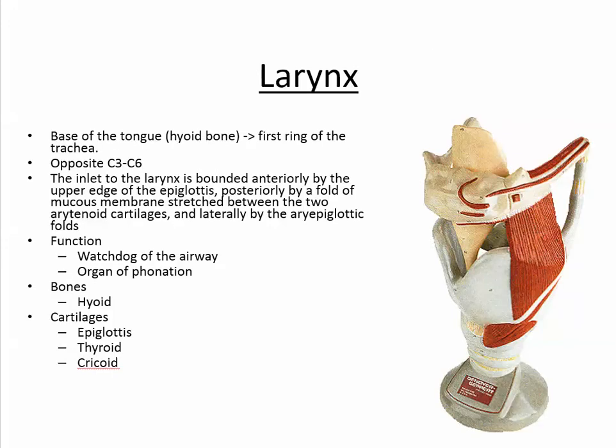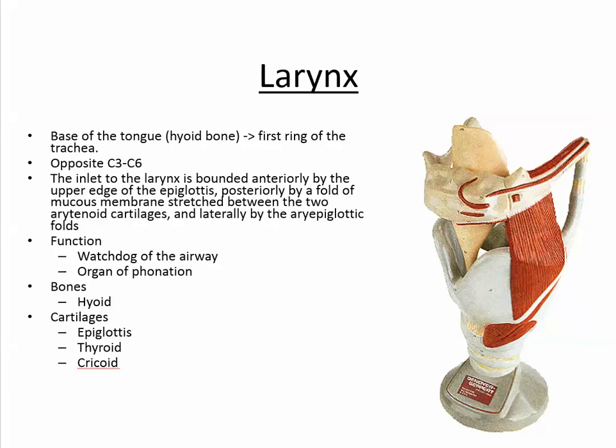The larynx lies in the adult neck opposite the 3rd through 6th cervical vertebrae, extends from the base of the tongue at the hyoid bone to the first ring of the trachea. The inlet to the larynx is bounded anteriorly by the upper edge of the epiglottis, posteriorly by a fold of the mucous membrane stretched between the two arytenoid cartilages, and laterally by the epiglottic folds. The main function of the larynx is to act as a watchdog of the airway and an organ of phonation.